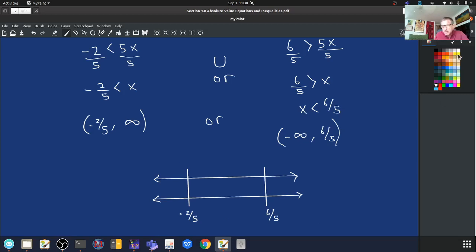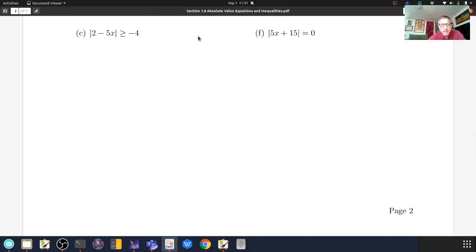So let's write the interval here on the top line. Minus 2/5 is not included, but anything greater than minus 2/5 is. Here, 6/5 is not included, but anything below 6/5 is as well. So again, our final answer, when I take the union of these, is minus infinity to infinity. Okay, so an easy check.